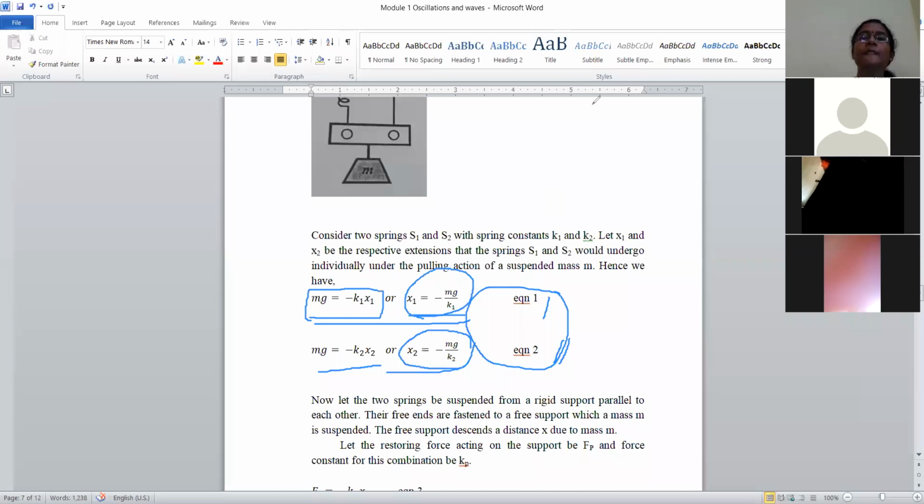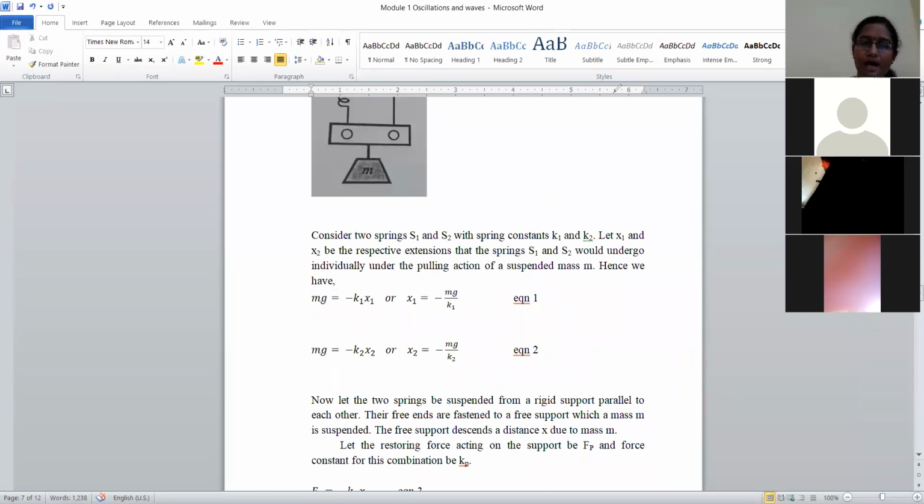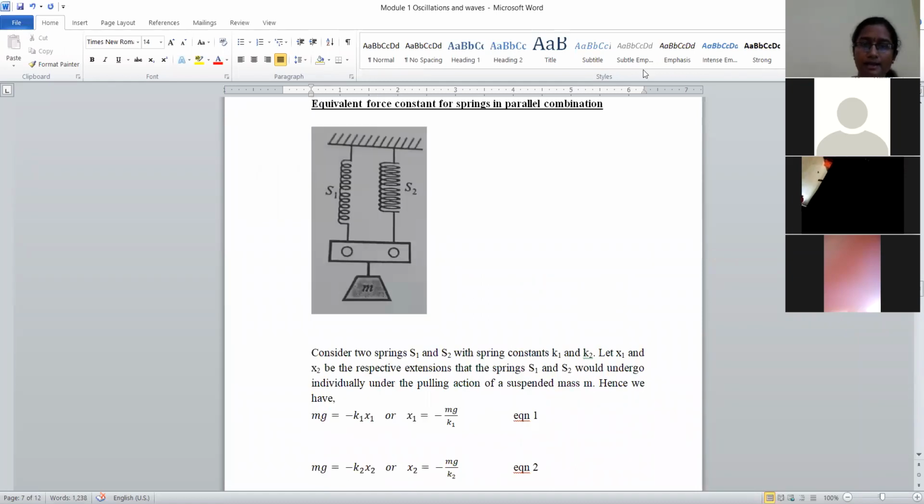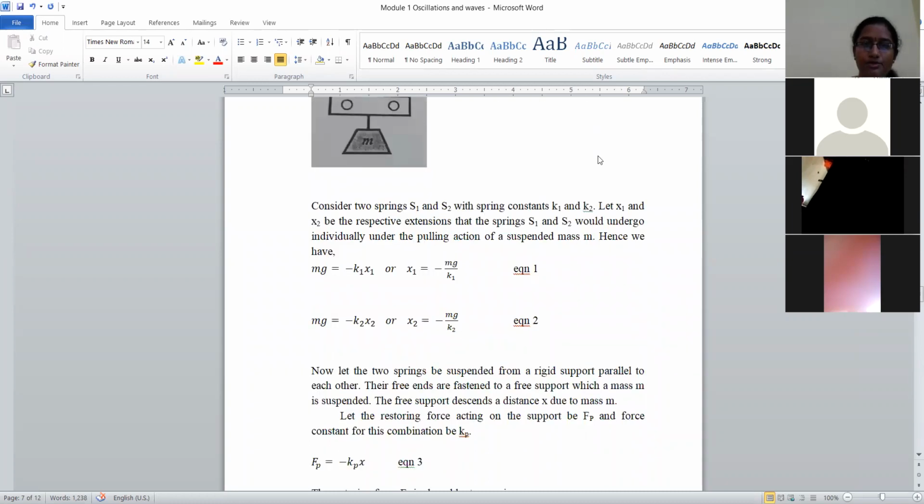Now what do we consider? We consider that these two springs are suspended from a rigid support, parallel to each other. See, now these are parallel to each other and they are fastened to a free support. This is a free support, and from this the mass has been suspended. Okay. And the free support is displaced by a distance x due to mass m. This is small x.